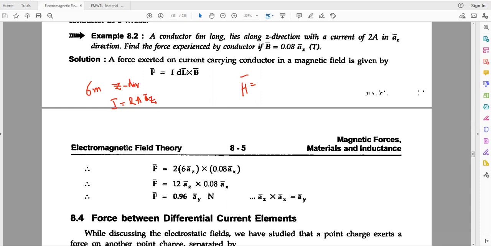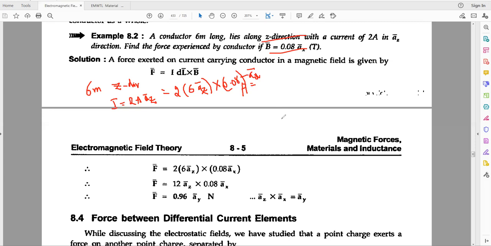And here the given function is the 6 meters long length, and the current is 2 amperes, and the B bar is also given. So the formula related to the force exerted on the current carrying conductor in the magnetic field is F bar is equal to I into dl bar cross B bar. And I is 2, dl bar is along the direction, so 6 into AZ bar. They are saying it is in the Z direction. 6 AZ bar cross B bar. B bar is 0.08 AX bar.